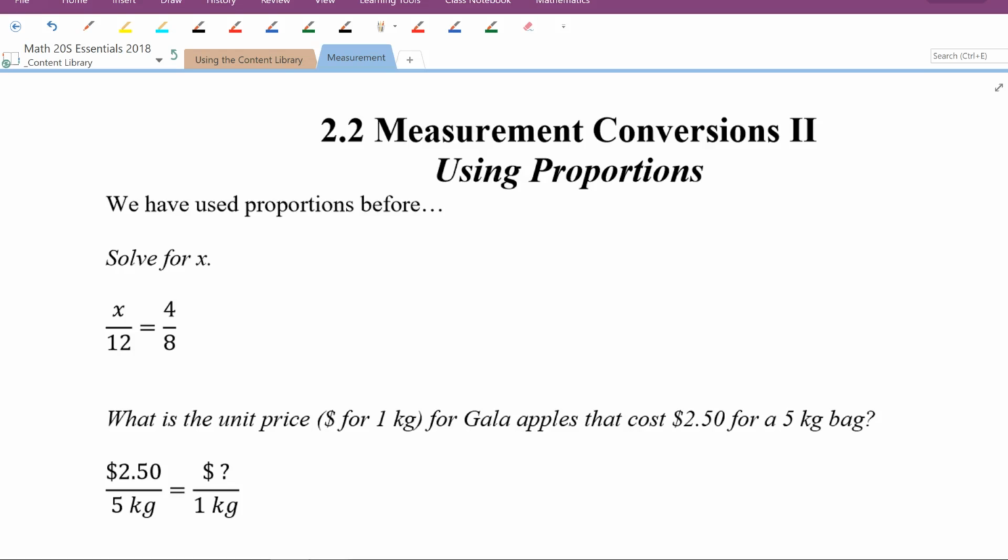Welcome to video 2.2. Again, we're talking about conversions. The difference now is that I don't have a table and I'm not counting jumps, but I'm using proportions. Before we get into it, I'm just going to remind ourselves how many places we've used proportions already in this course.